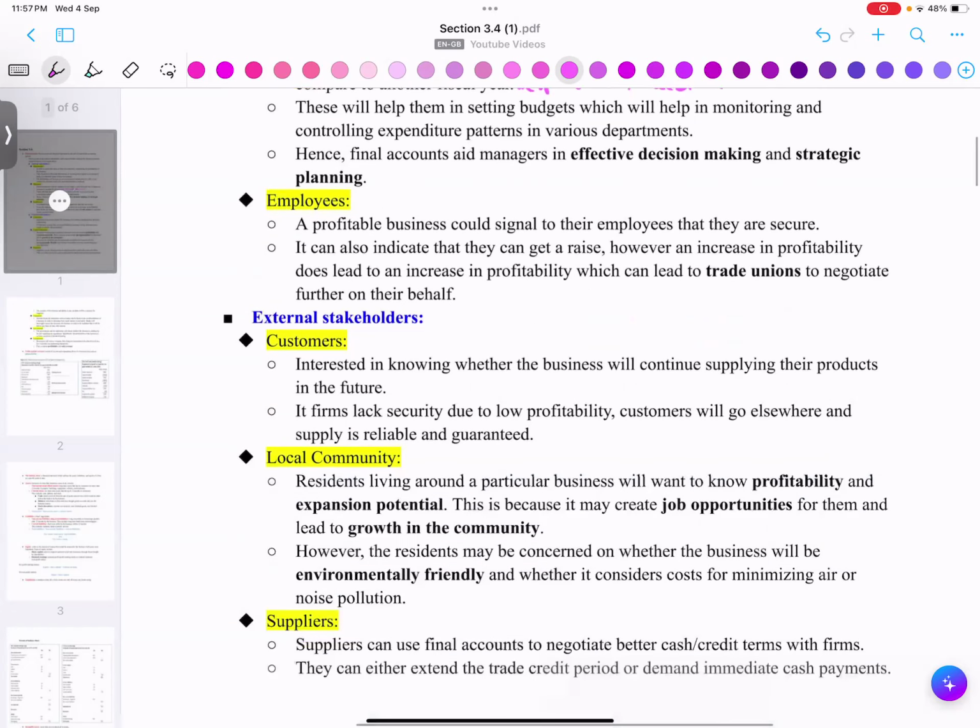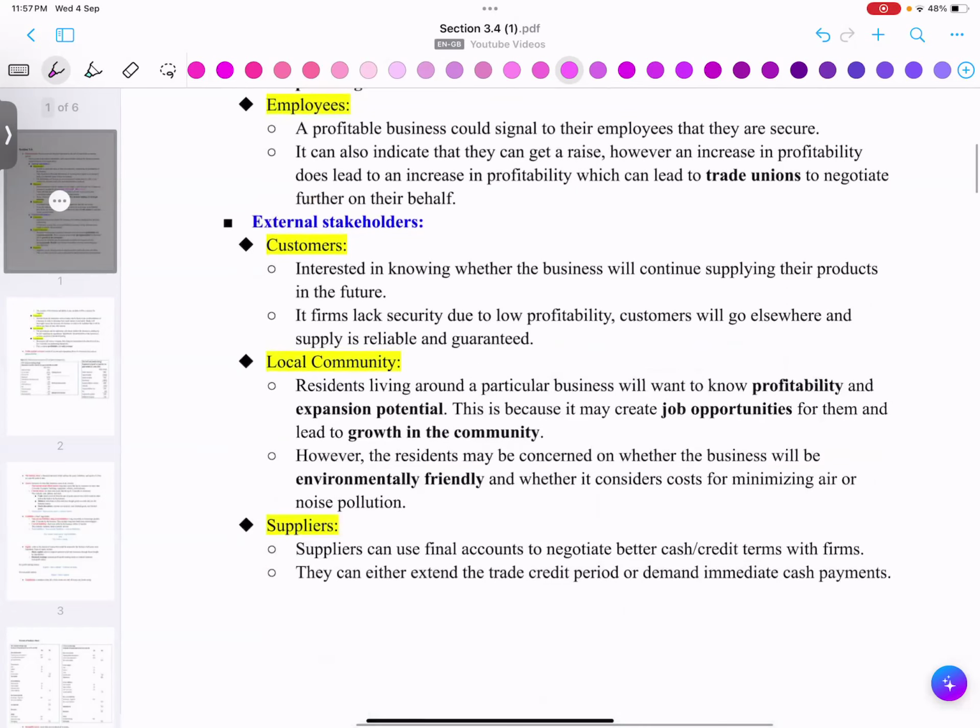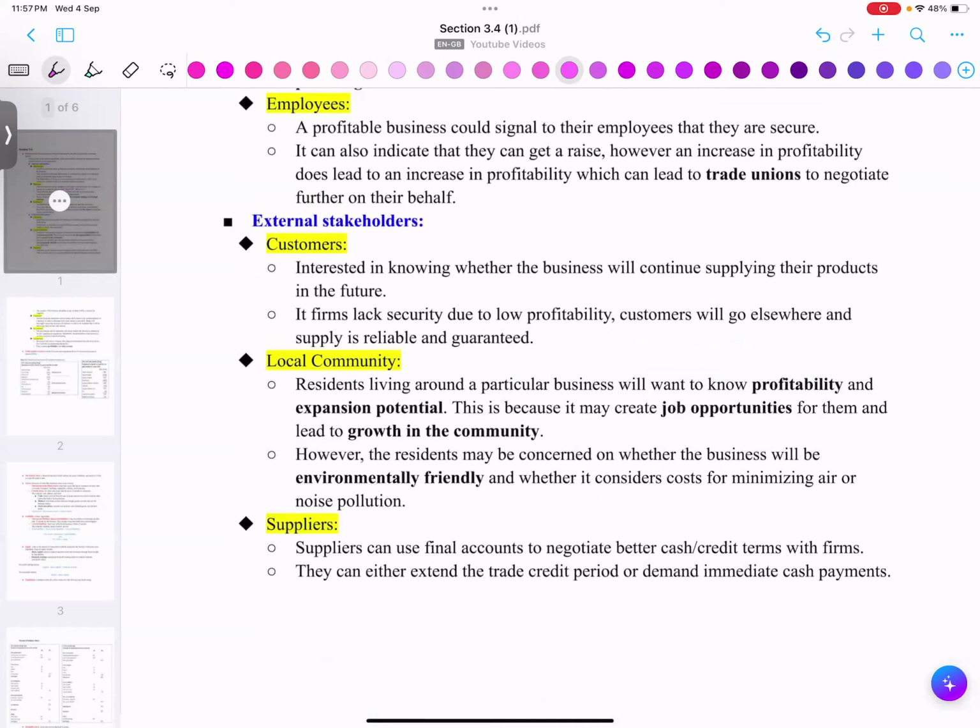Oh, sorry, this is typed twice, but basically, however, an increase in profitability does lead to an increase. Sorry, just ignore it.